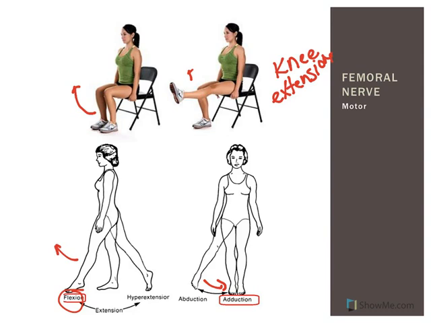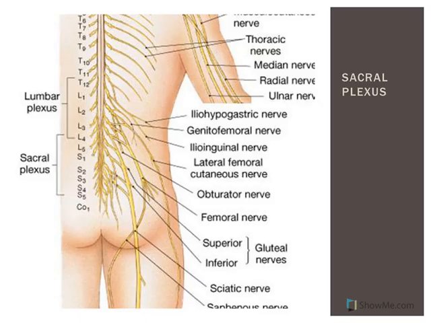So here's adduction. Adduction is where I mentioned abduction. Adduction is when you move a limb toward the midline. So it's the opposite of abduction. So the femoral nerve innervates the muscles that allow you to do those various movements.